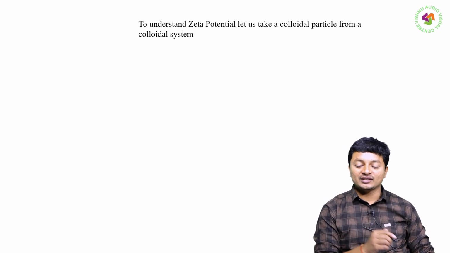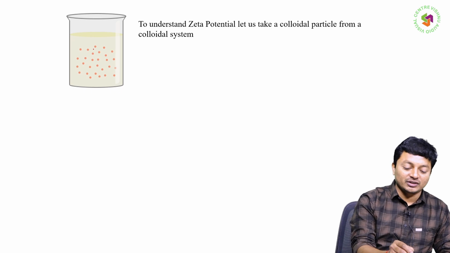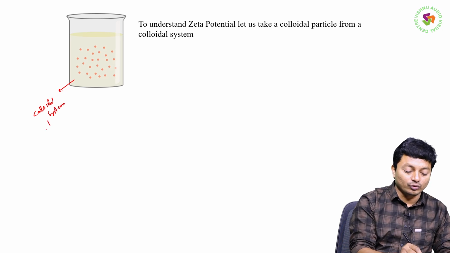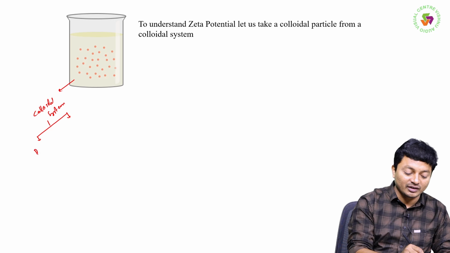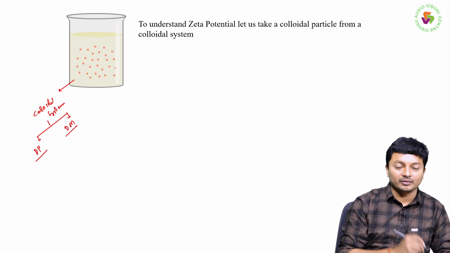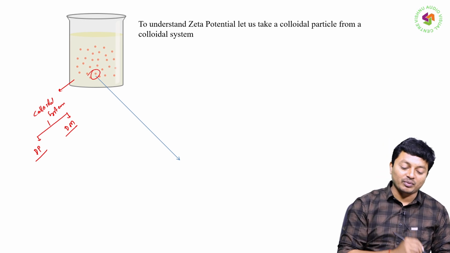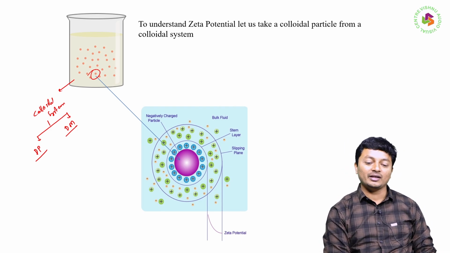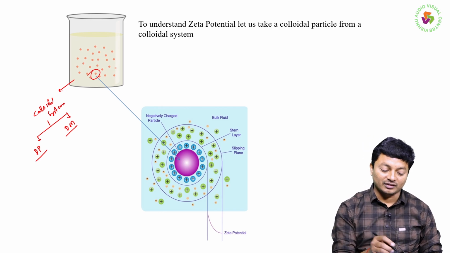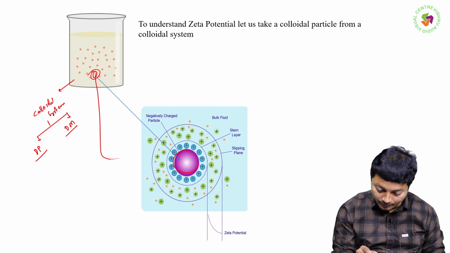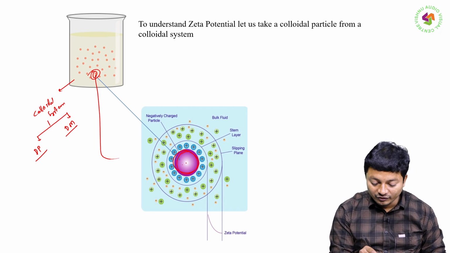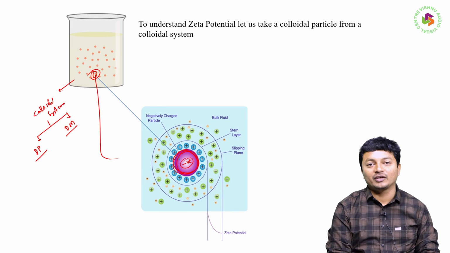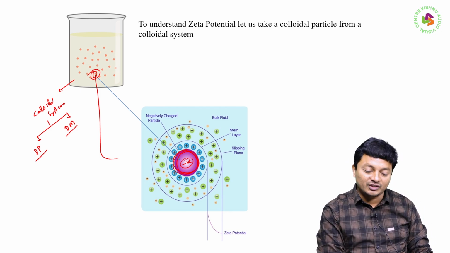To understand this zeta potential, let us take a colloidal particle from a colloidal system. So this is a colloidal system. And don't forget, a colloidal system means it should contain a dispersion phase and a dispersion medium. From this we can take any particle like this, which contains negative or positive charges on the surface. So let us consider this particle. Now we are taking a negatively charged particle. Let us consider this dispersed phase particle contains negative charge on the surface of the dispersed particle.